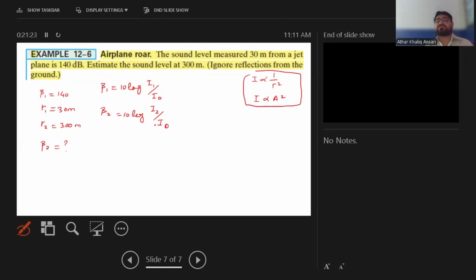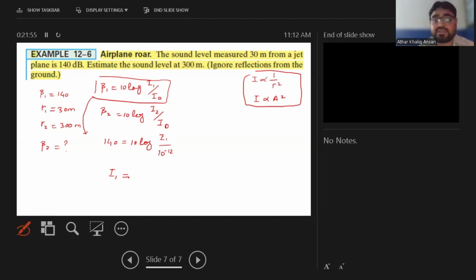First, if I use the first equation, I will get I1. From this first equation, I am going to find I1 first. What is beta 1? 140 is equal to 10 log of x over 10 to the power negative 12. Can you use the calculator, please? So I1 is how much?